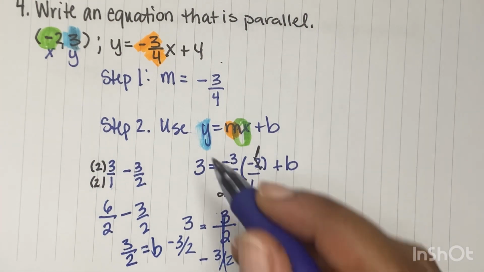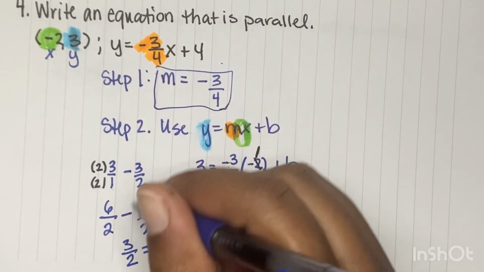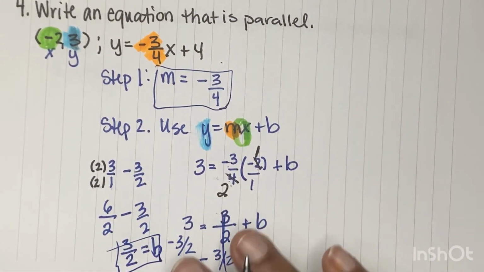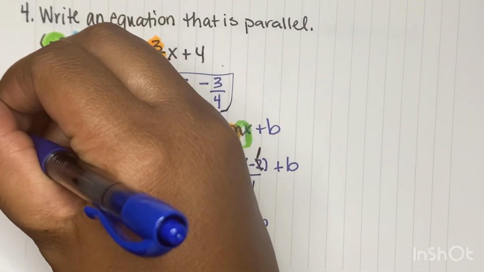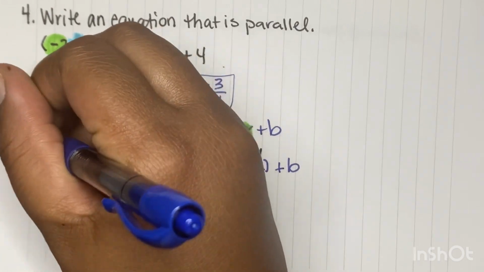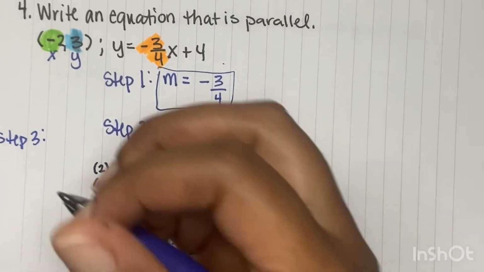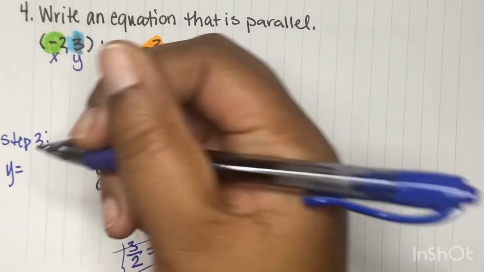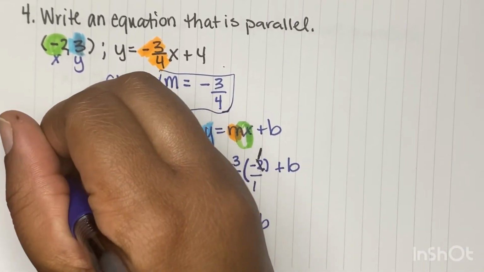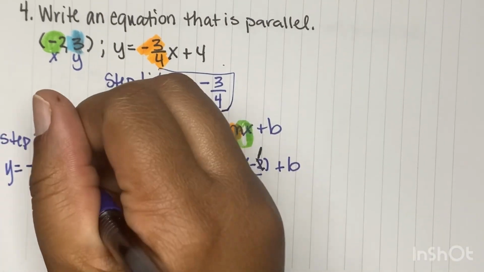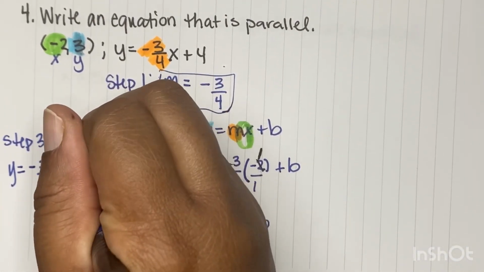So now that we have our m and our b, remember, don't forget your last step, you got to write the new equation out. So our new equation is going to be y equals -3/4 x plus 3/2.